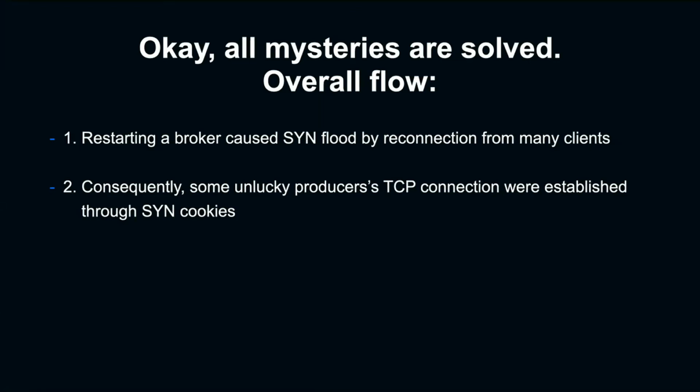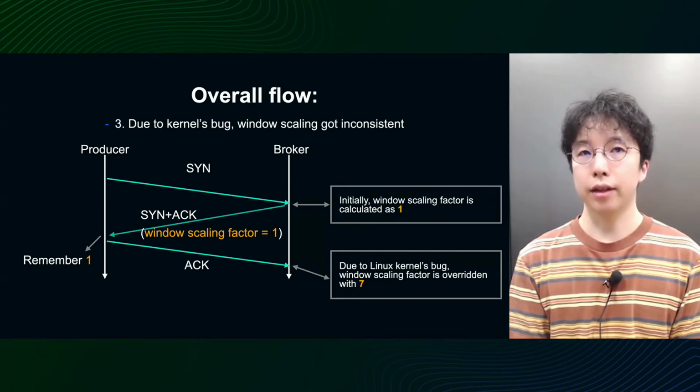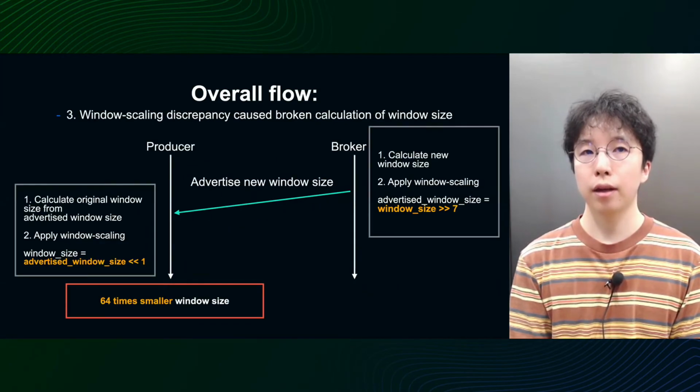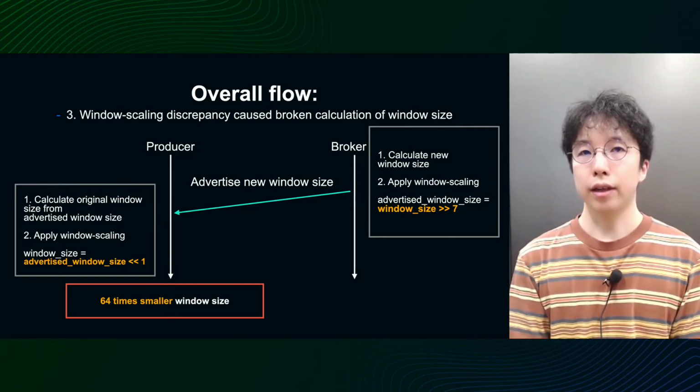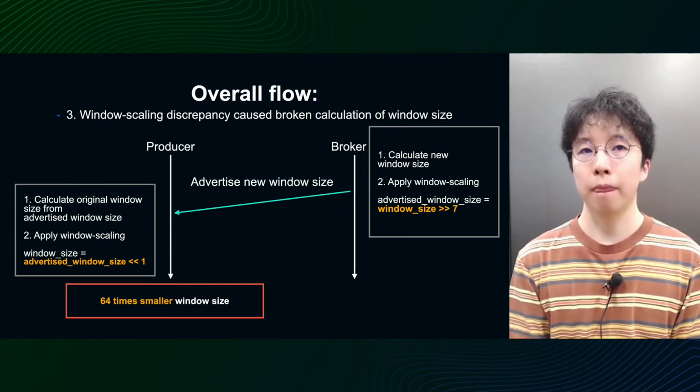Now, all the mysteries are solved. Let's look back. First of all, restarting the broker caused a lot of clients to reconnect at once, and the broker went into a SYN flood state. Unfortunately, this caused the TCP handshake of one of the producers to fall back to SYN cookies. Then, due to a kernel bug, there was a discrepancy between the window scaling factor advertised by the broker to the producer via SYN+ACK and the window scaling factor used by the broker when it finally established a connection. And because of this discrepancy, the producer was not able to recover the window size advertised by the broker correctly, and it became very small.